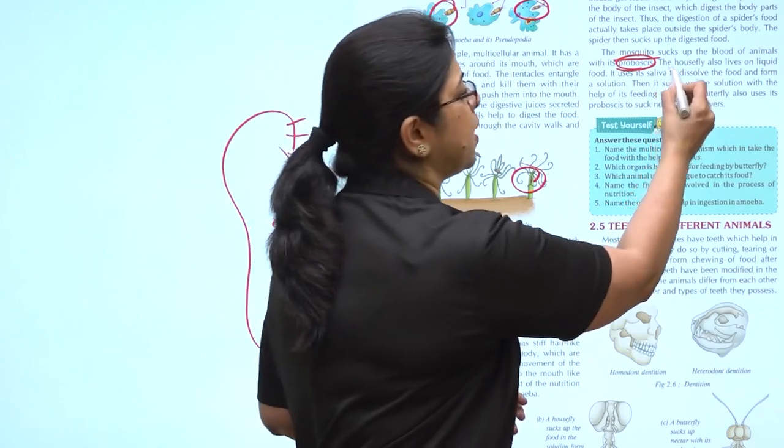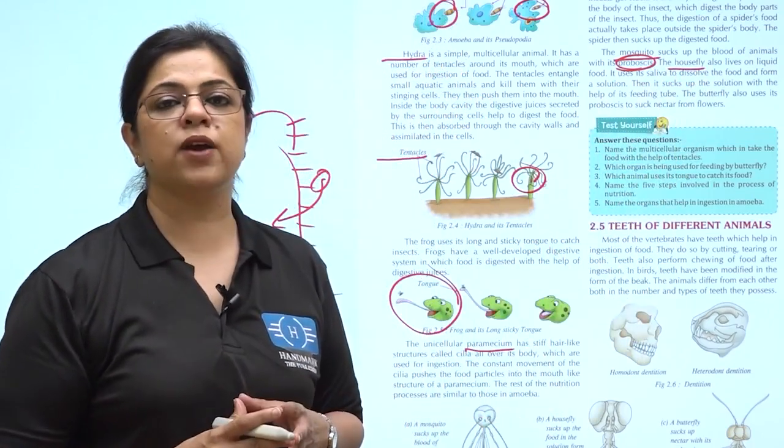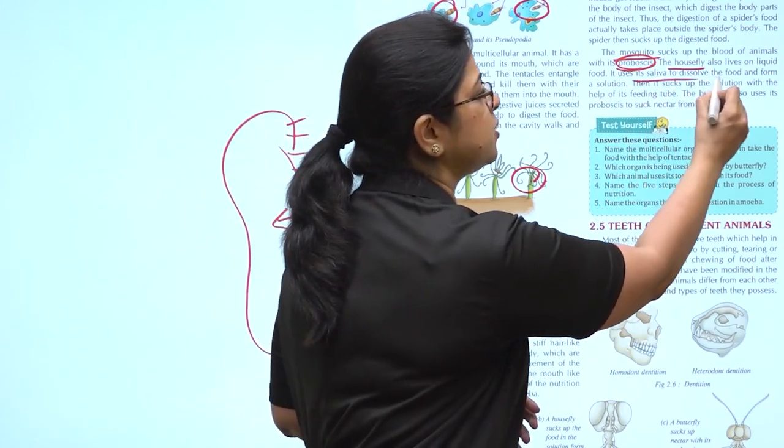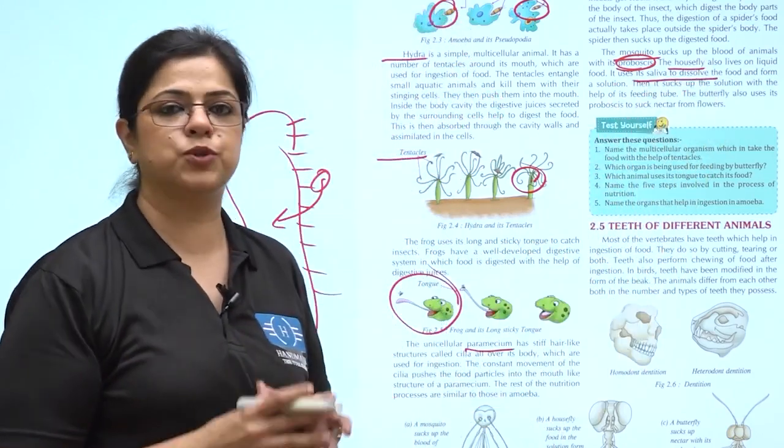Then we understand about the housefly. The housefly also lives on liquid food. The housefly uses its saliva to dissolve the food and then absorbs it.